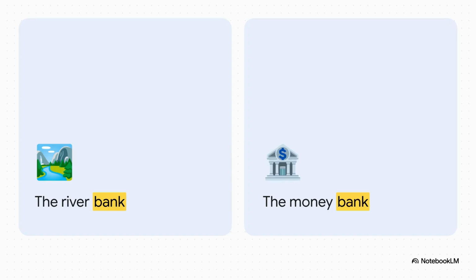But there's a pretty huge flaw in this plan. With these basic static embeddings, a word like bank has the exact same set of coordinates whether you're talking about a riverbank or a money bank. The model has no idea. It's completely blind to context, and, well, that's a massive problem.